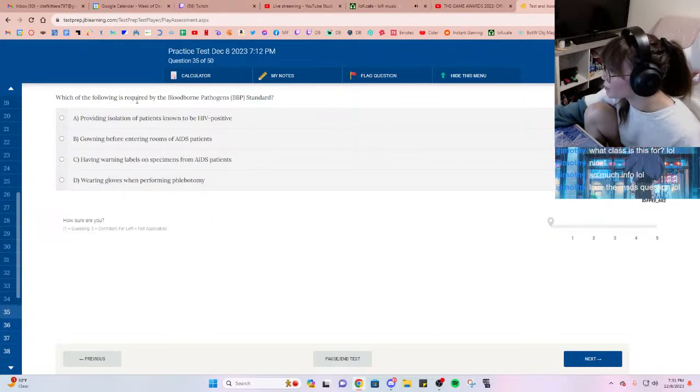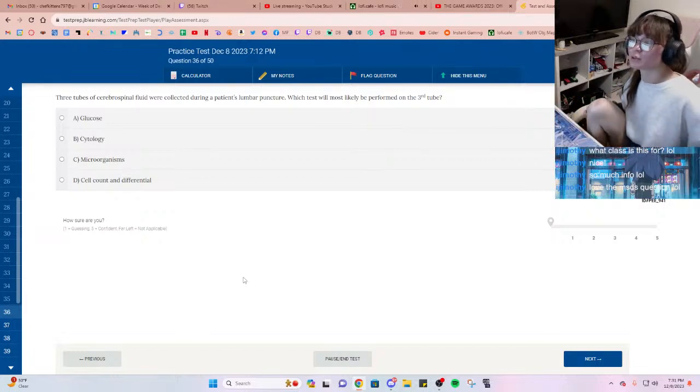Which of the following is required by the bloodborne pathogens standard? Providing isolation of patients known to be HIV positive, gowning before entering rooms of AIDS patients, having warning labels on specimens from AIDS patients, or wearing gloves when performing phlebotomy. I think wearing gloves. Yes.